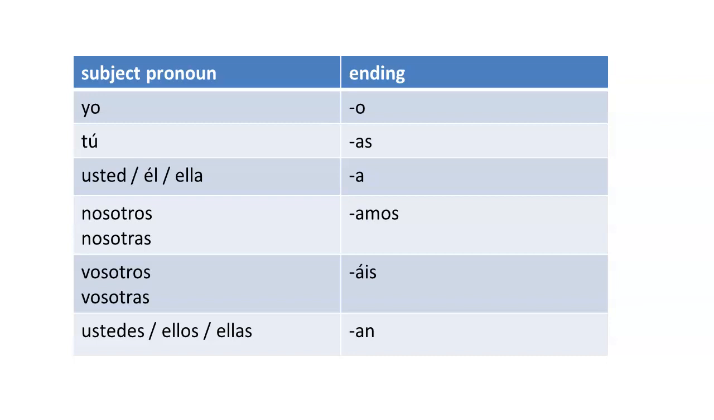Remember, there's no way of getting around the memorization of the endings, the AR endings in the present tense. So you have to memorize these endings and be sure that each ending is associated with its subject pronoun. Once you do that, then you're ready to go. So let's go ahead and go to the practice.